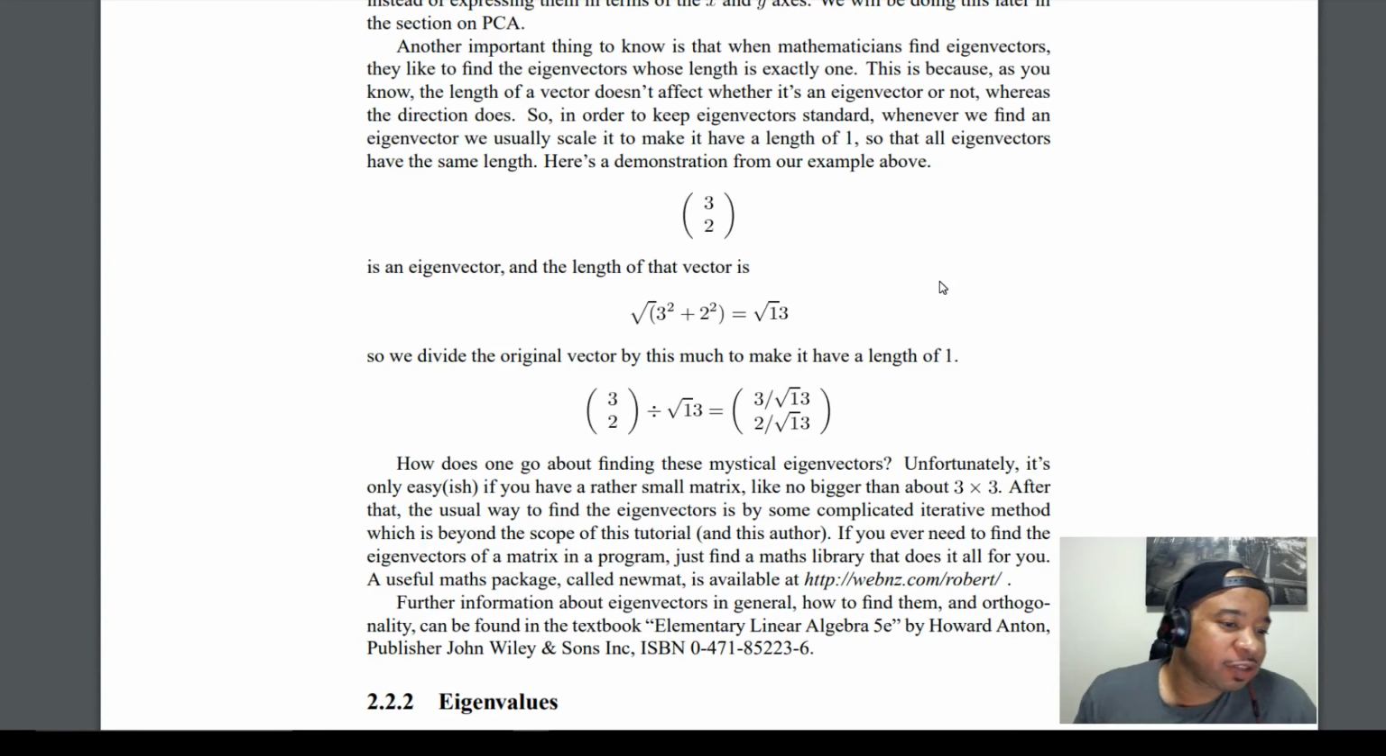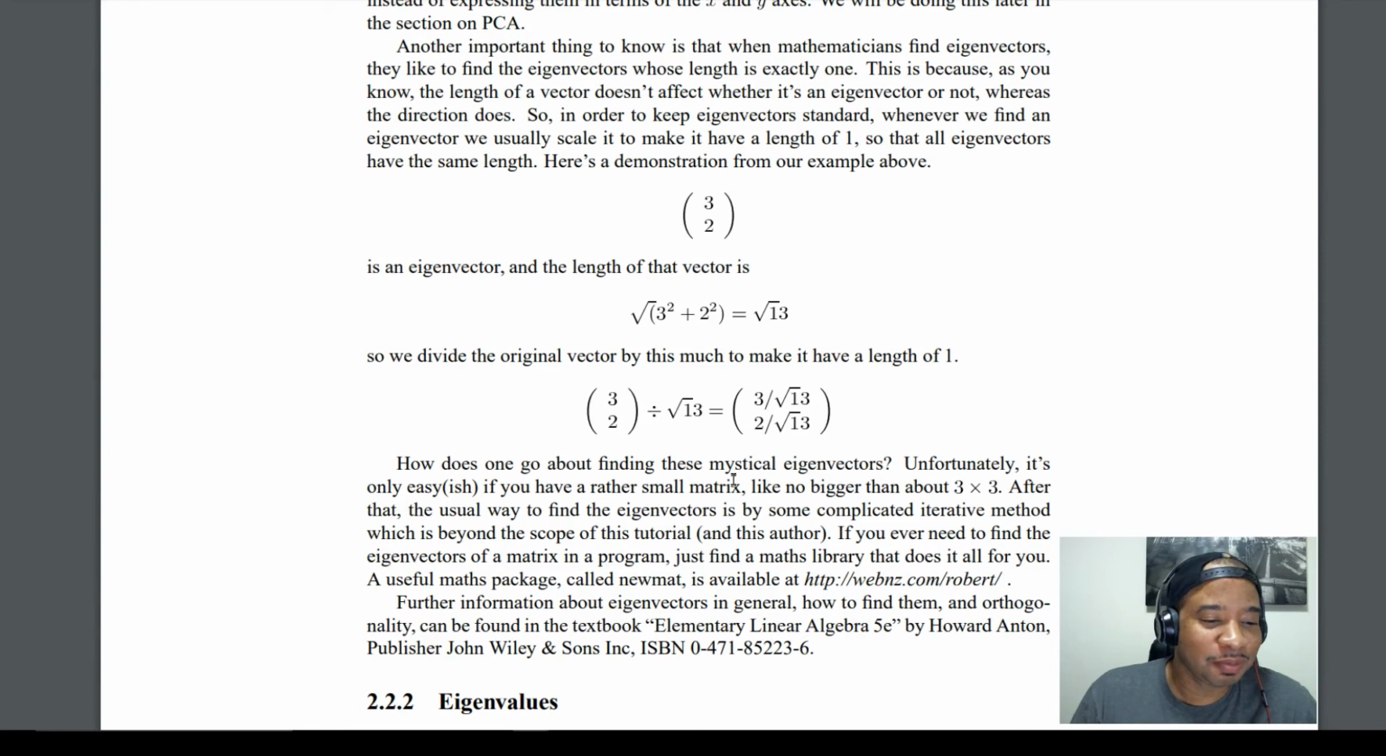So we divide the original vector by this much to make it have a length of 1. So if we divide (3, 2) by, you could multiply it by 1 over root 13, right? Then you get this.